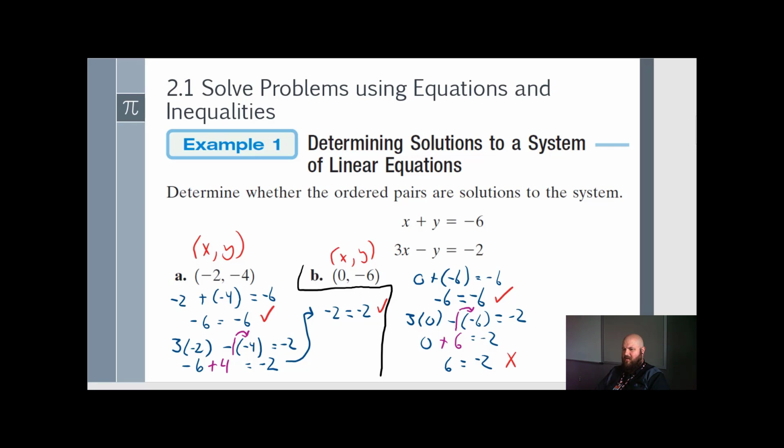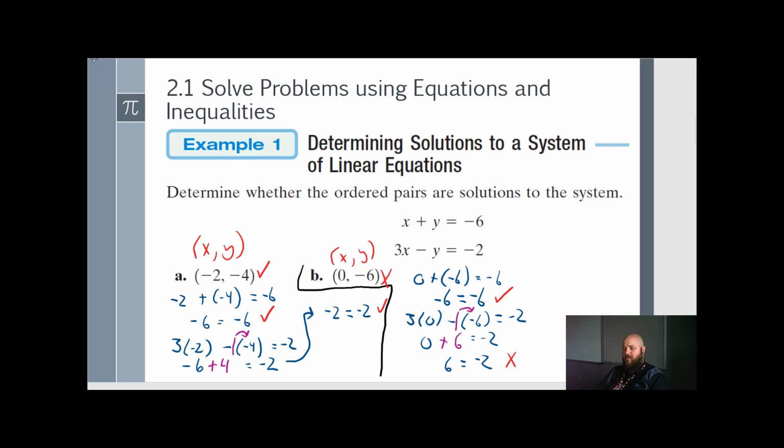So what we're looking at here then is, it says determine whether the ordered pairs are solutions to the system. All I need to do is show either a check mark or an X, in which case this ordered pair for A, it works out. And that is an ordered pair that works, right? For negative 2 and negative 4, because it worked in both equations. For part B though, we had the first equation worked out, but the second one didn't work out. So therefore, this one is a no-go. That point did not work.